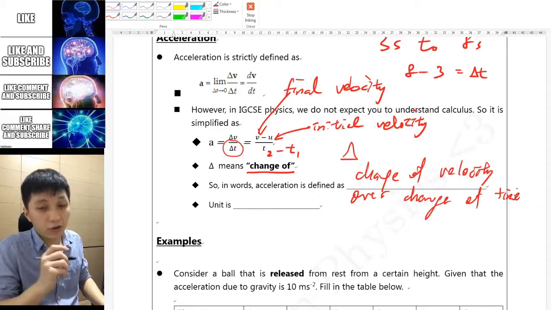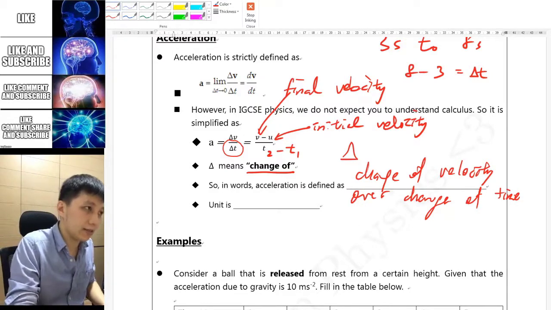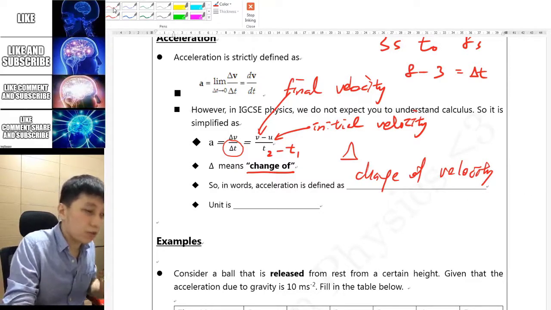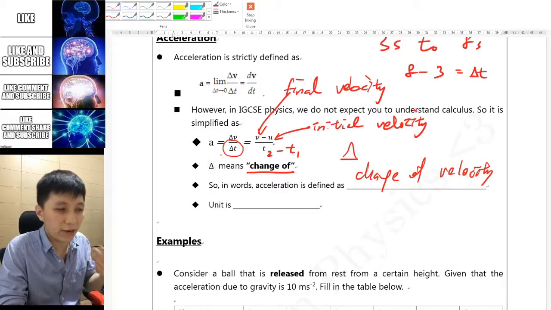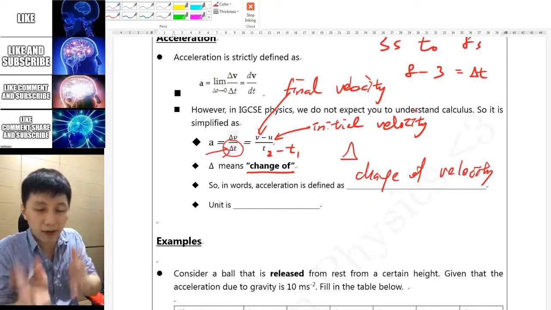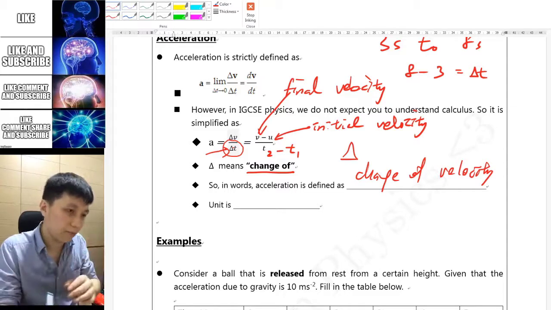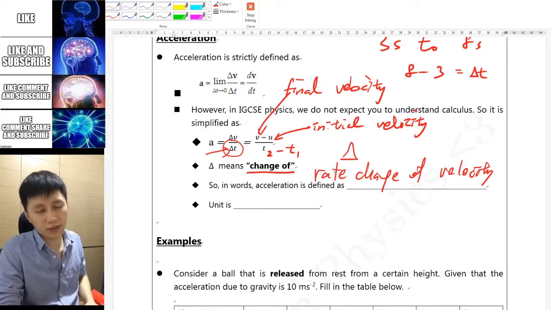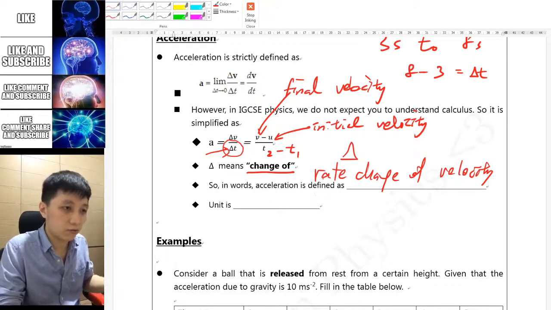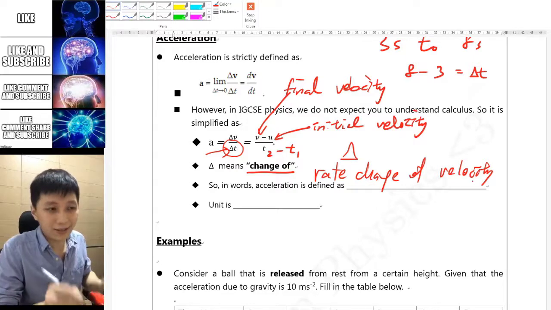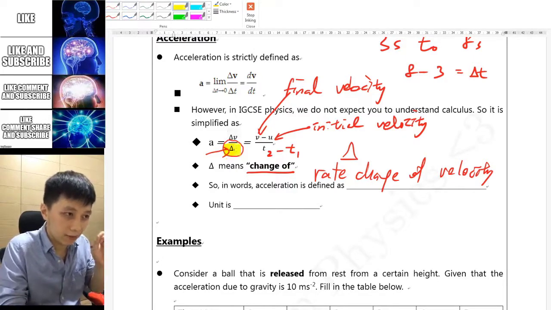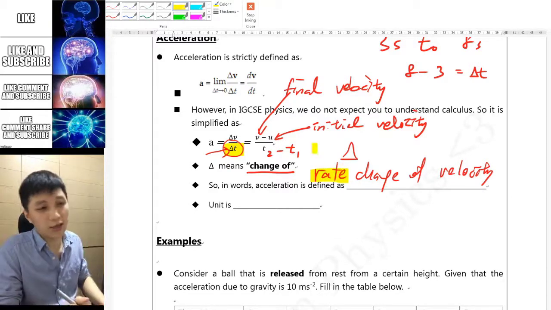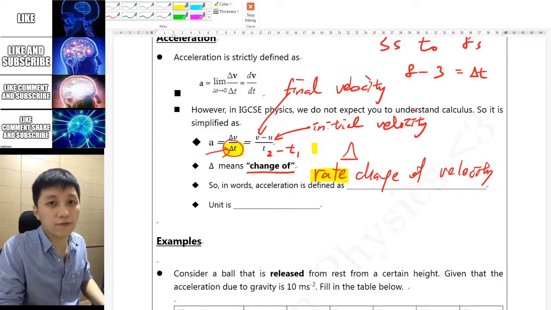However, I would like to teach you another way of phrasing it other than saying "over change of time", because this is quite long to write. What you can write instead is, whenever you see something divided by delta t, change of time in physics, then you can use the word "rate" at the front. So you can actually say acceleration is the rate of change of velocity. And this idea, that delta t, change of time, you can use the word rate. You can apply it basically anywhere in physics.